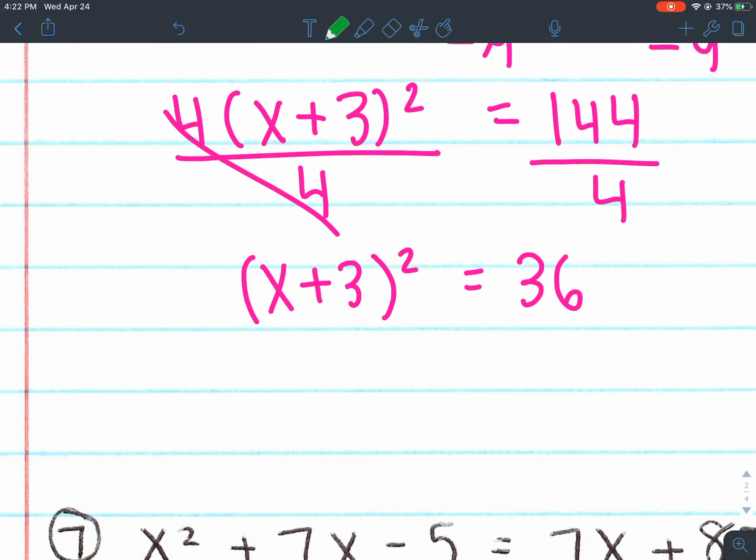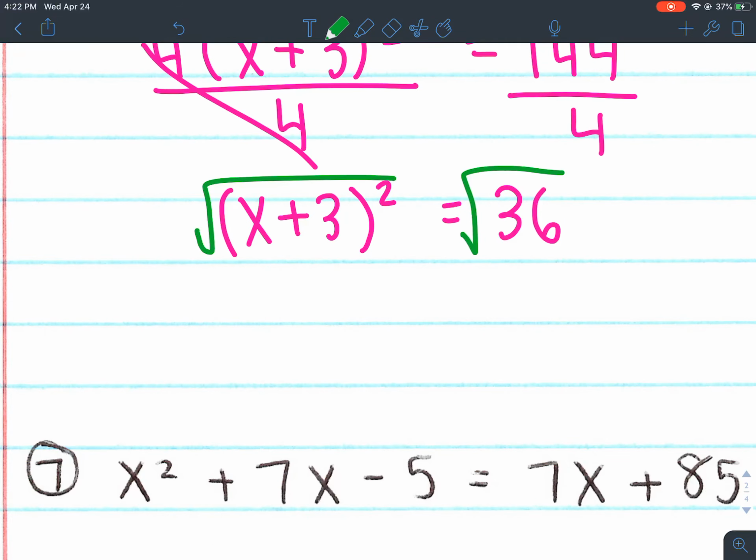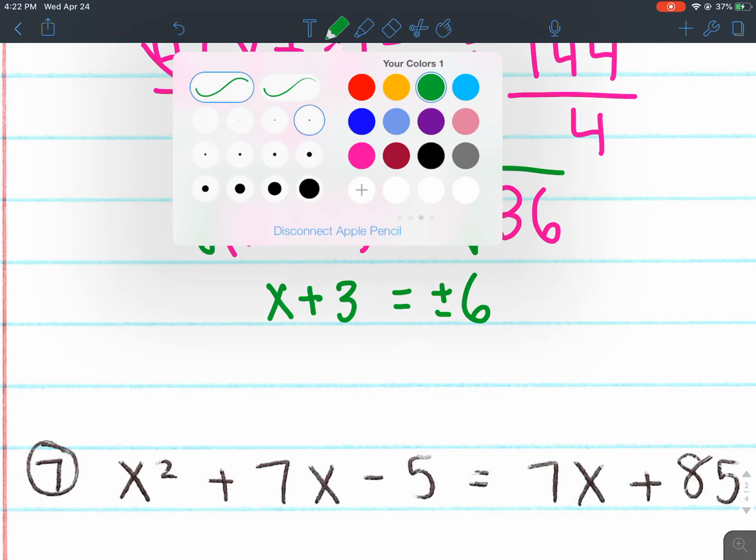Okay, so at this point, I'm going to take the square root because I have something squared and I can get rid of that. It's all by itself. So I'm going to square root both sides. And again, when I square root, that x plus 3 just pops out. Everything else cancels over there. And square root of 36 is actually a perfect square. What's that number? Positive 6, right? But what are we forgetting? Remember, when we square root, we always have 2 answers. So it's plus or minus 6.